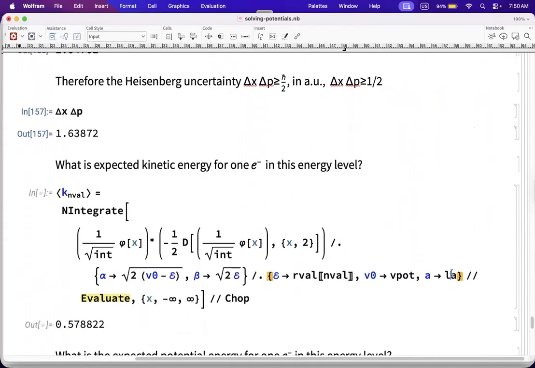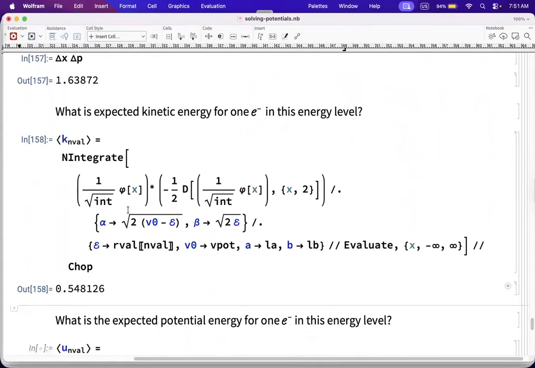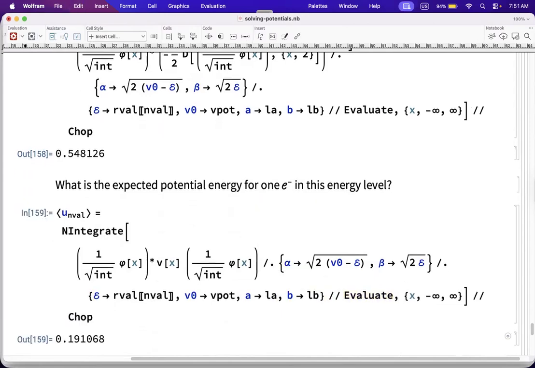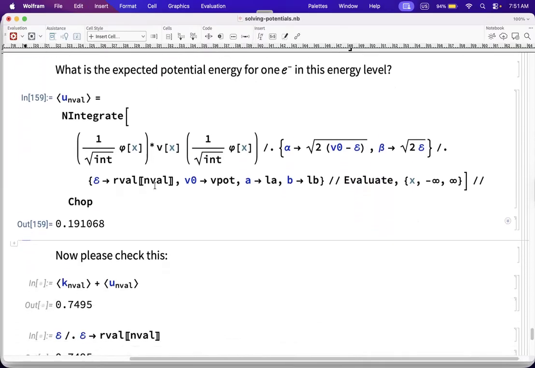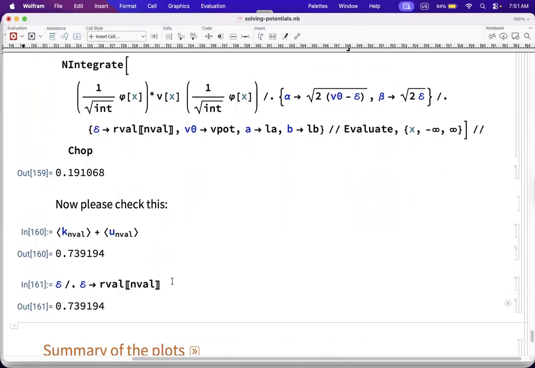You just have to correct this, put this, and you have the kinetic energy for this energy level and the expected potential energy for this energy level. We have this. And now if we add both, you are going to have this, and you replace this with this, right? So you see, in any case, it's exactly this.